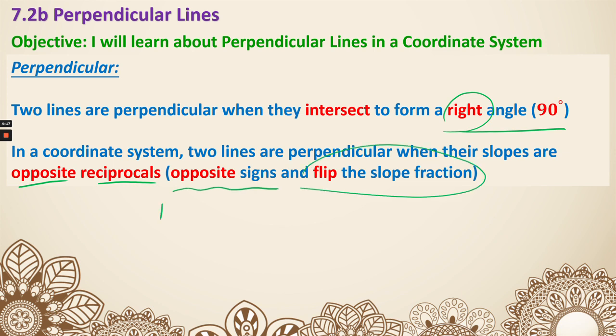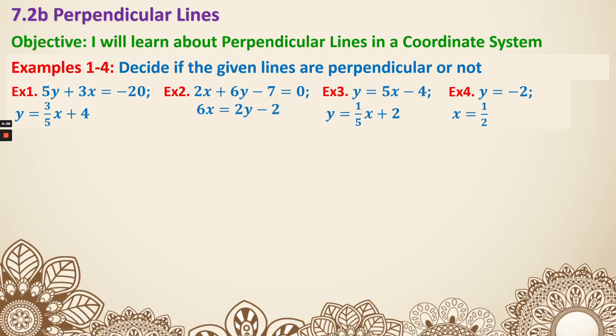So for example, the one we just had, 1/2 and negative 2, or negative 2 over 1, these are opposite reciprocals. Or let's say you have a 5 and then you would have a negative 1/5, because that's 5 over 1, then you turn it into the negative number and also flip the fraction. These are opposite reciprocals. So now let's have a look at a few examples. Examples 1 through 4. Decide if the given lines are perpendicular or not.